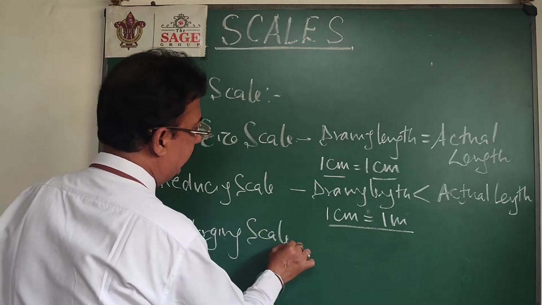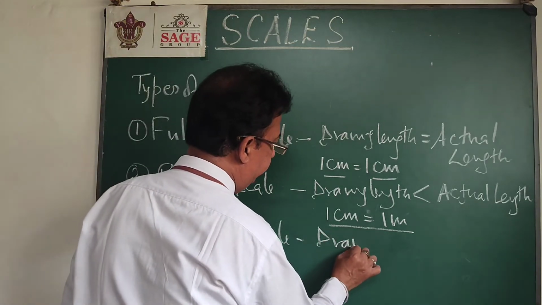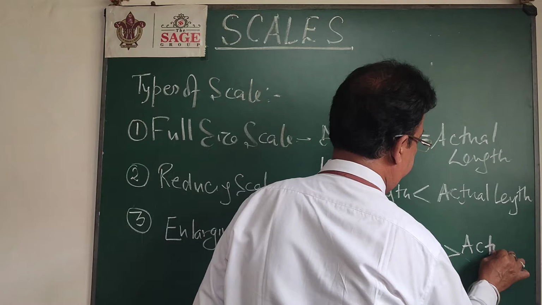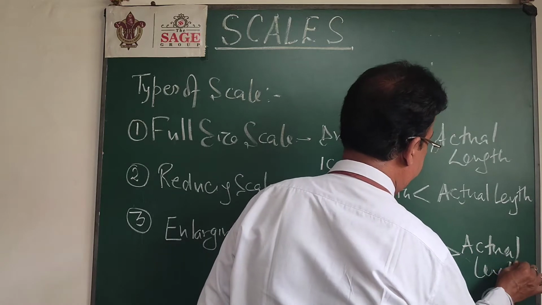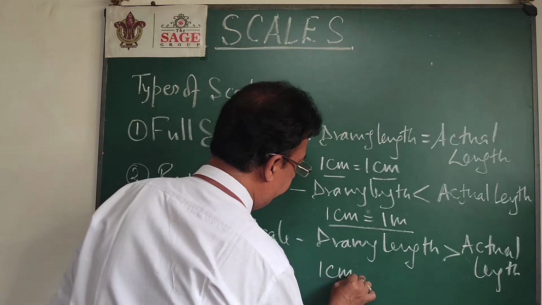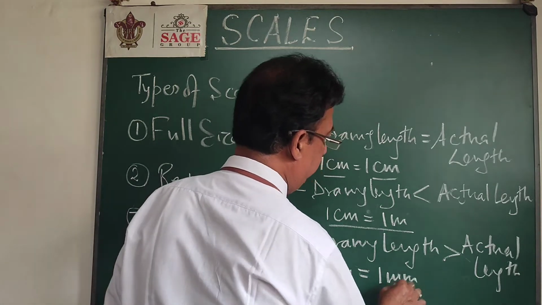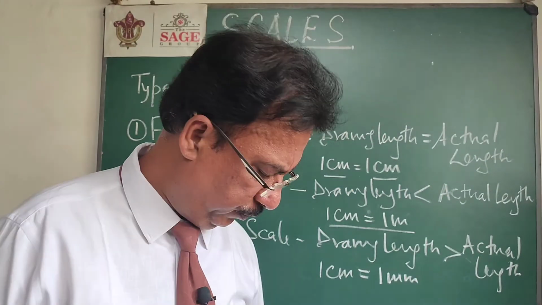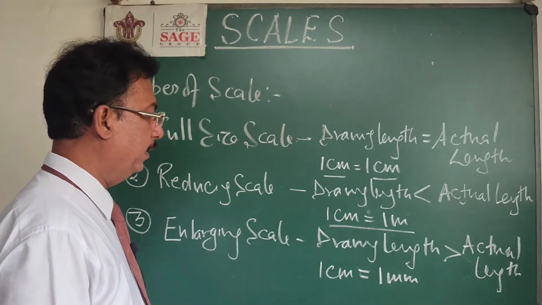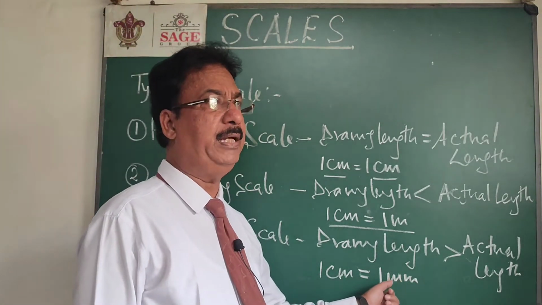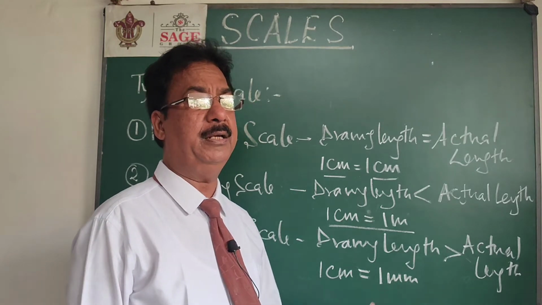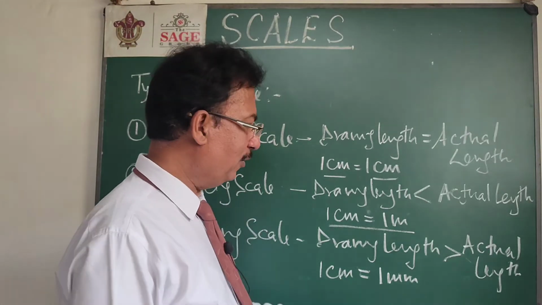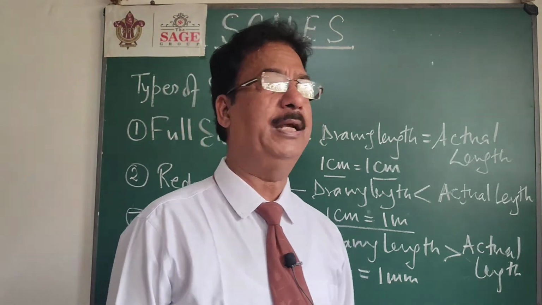So in enlarging scale, the drawing length will be bigger than the actual length. For example, if I say 1 centimeter equals 1 millimeter, now as you know, a millimeter is a smaller unit as compared to the centimeter, and 1 centimeter equals 10 mm. So what I am saying is that 1 mm will be the actual length and we are representing it by 1 centimeter. It means I am increasing it by 10 times.